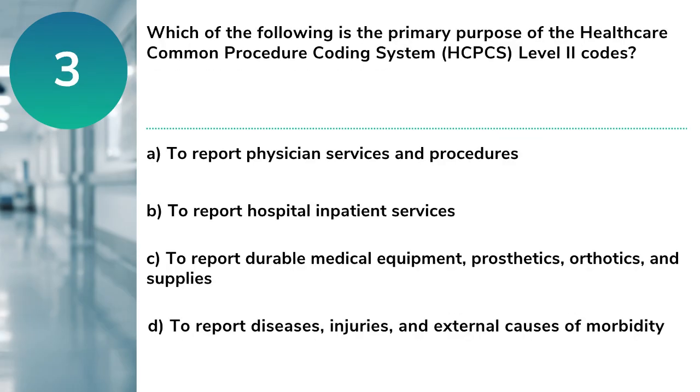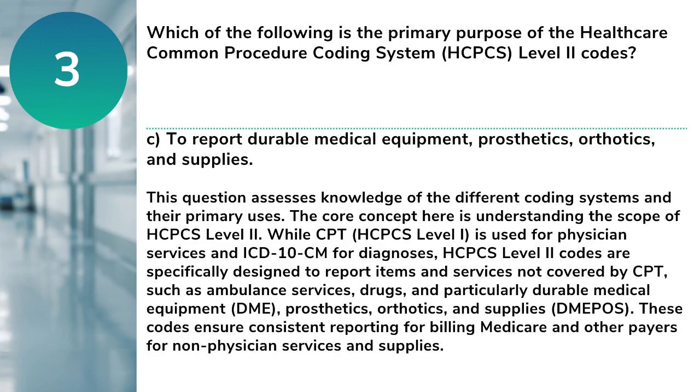Question 3. Which of the following is the primary purpose of the Healthcare Common Procedure Coding System, HCPCS, Level II codes? A. To report physician services and procedures. B. To report hospital inpatient services. C. To report durable medical equipment, prosthetics, orthotics, and supplies. D. To report diseases, injuries, and external causes of morbidity. Answer: C. To report durable medical equipment, prosthetics, orthotics, and supplies.